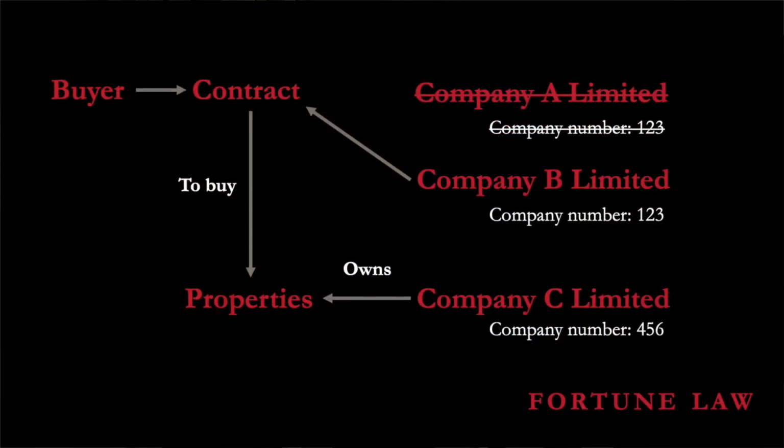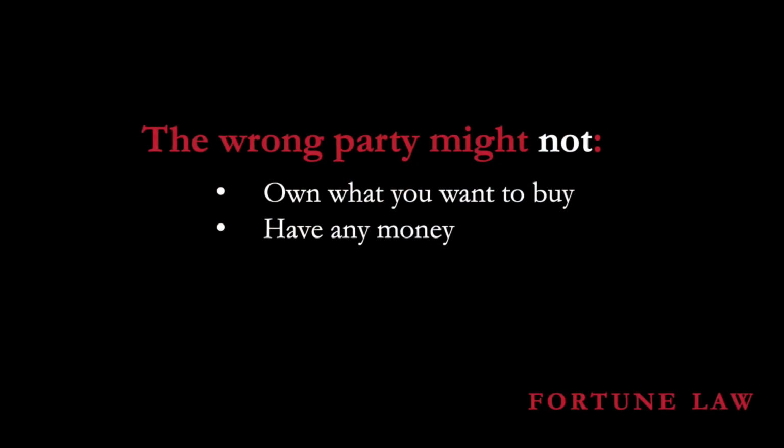However, there was another problem. The 2 properties were actually owned by Company C. To make matters worse, Company B only had £1 in its assets. So if Company B refused to pay back the deposit, it could be declared insolvent and wound up, but there would be no assets that the buyer could seize in order to get their money back.